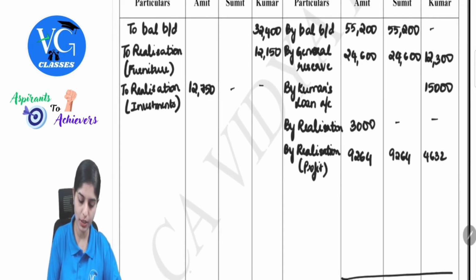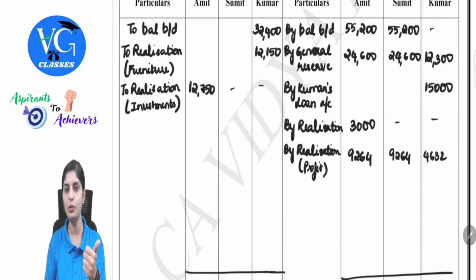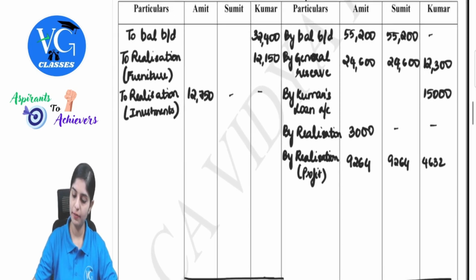See, the order of closing accounts in dissolution will be first your realization account. Then if there are any working notes which you have opened with respect to current account, capital account, partners' capital, at the end will be your bank account after realizing and paying off the liabilities. Kumar, 12,300 plus 15,000 plus 4,632. You will have 31,932. There is more on the debit side, 32,400 plus 12,150.